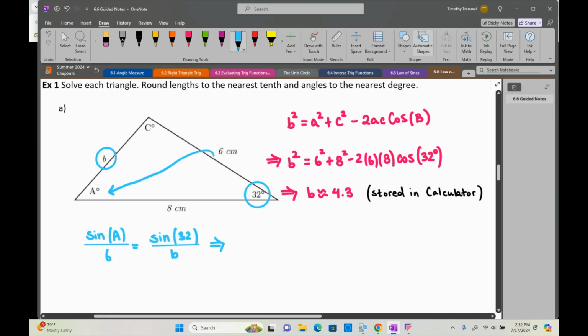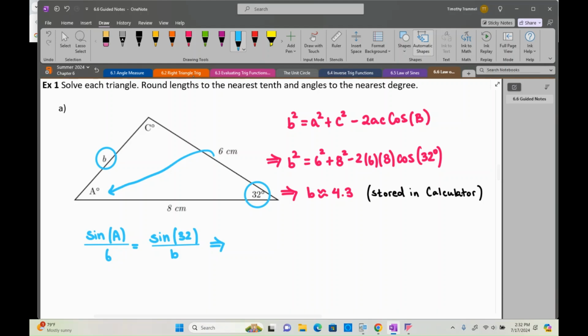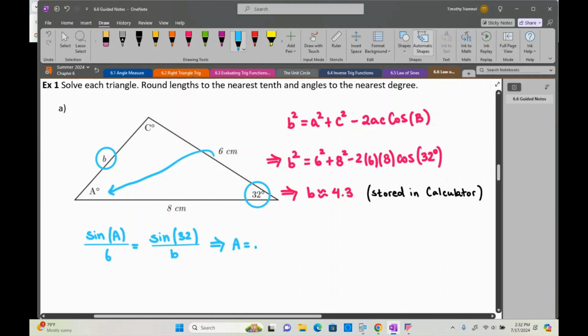And our goal here again is to solve for big A. So I want to multiply both sides by 6 and then take sine inverse of each side. So if I do that, that's going to give us A is equal to sine inverse of 6 times sine of 32 all over B. Okay. So let's go ahead and find that angle A now in our calculator.